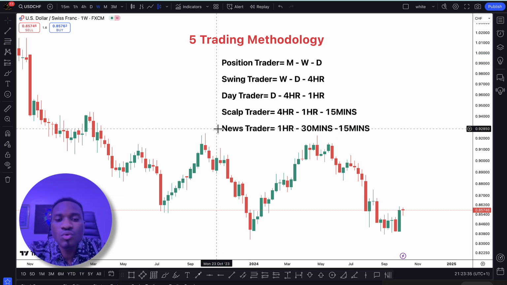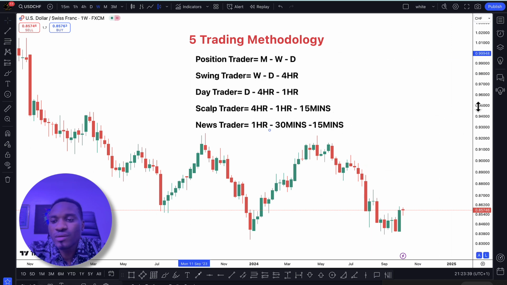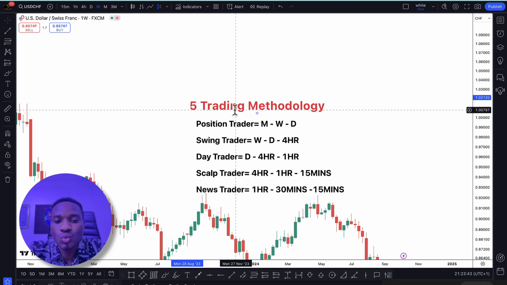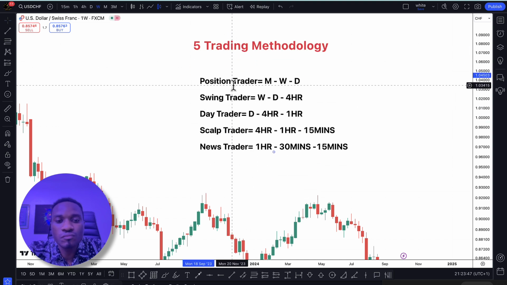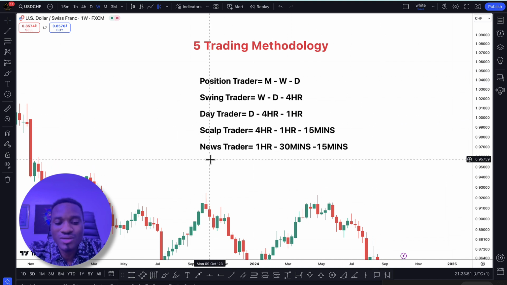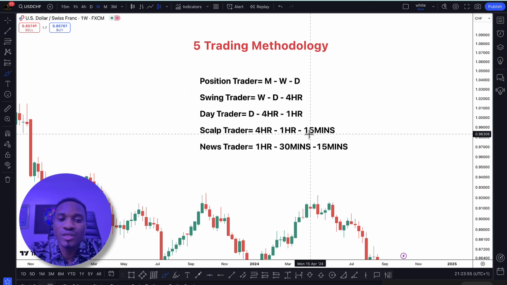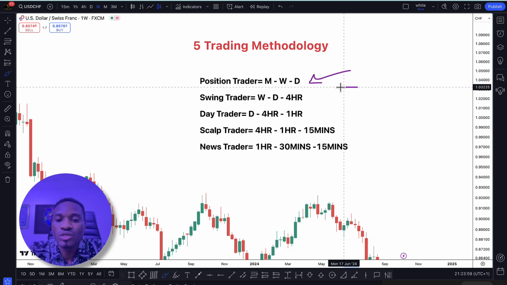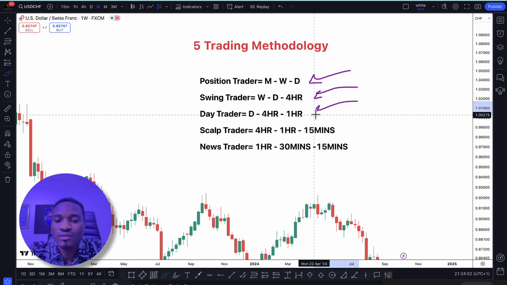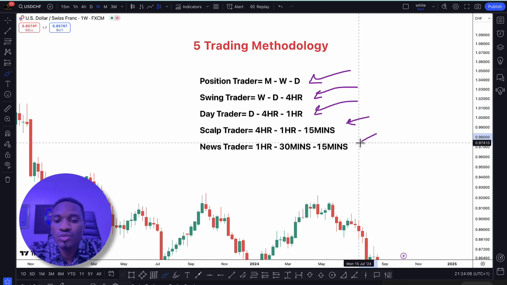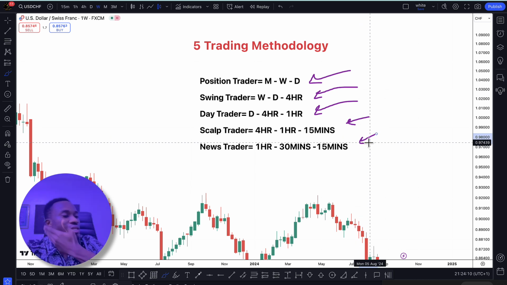Now, based on what we have here, these are the trading methodologies you as a trader need to understand. So you need to fall under any of these 5 before you can trade. As a trader, you are either a position trader, or a swing trader, or a day trader, or a scalper, or a news trader. Now, for us to be able to construct our key levels, our support and resistance, or demand and supply, we need to understand our trading methodology, right? In this class, I am going to show you how you should construct your key levels right from the monthly chart all the way to the 15 minutes chart.